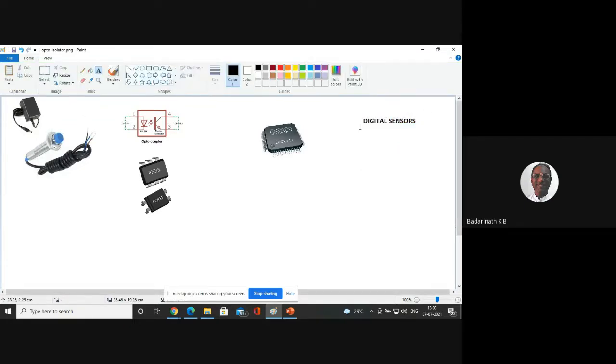What is the meaning of a digital sensor? We have learned about analog sensors in the previous discussion. An analog sensor gives a value from 0 to 3.3 or 0 to 5 volts continuously. It varies with reference to time, and it represents some physical quantity like temperature, humidity, air quality. A digital sensor always gives two values, either on or off.